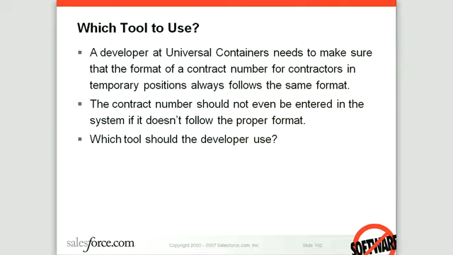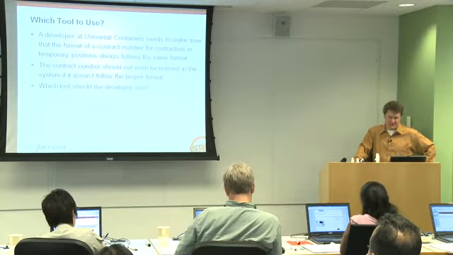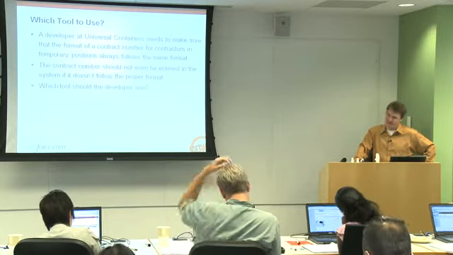The contract number should not be entered in the system if it does not follow the format. So what feature would we use, and then what specific function in that thing would we use? It'd be a validation rule. A validation rule, and regex. Very good. In this case, we'd utilize a validation rule, and the function we would specifically use within that validation rule is regex.